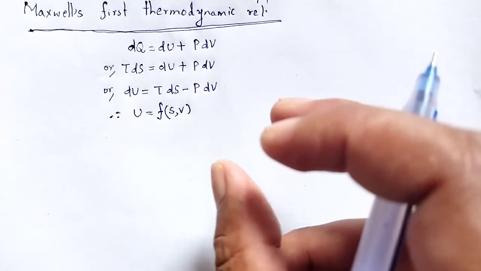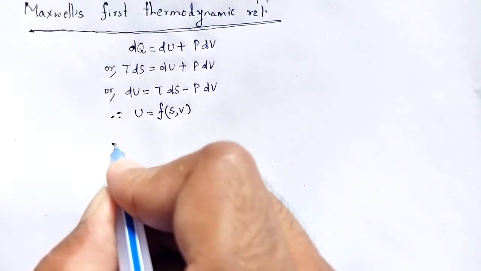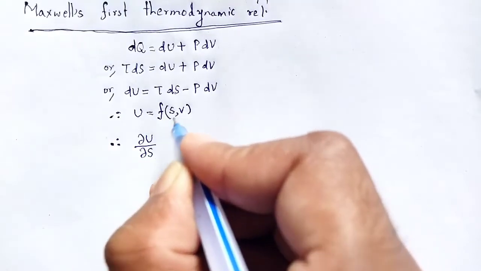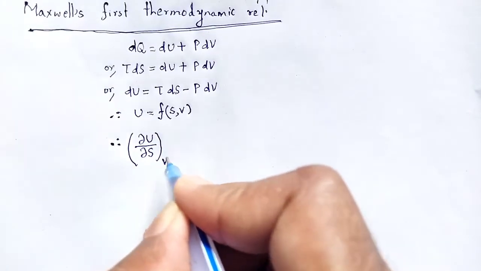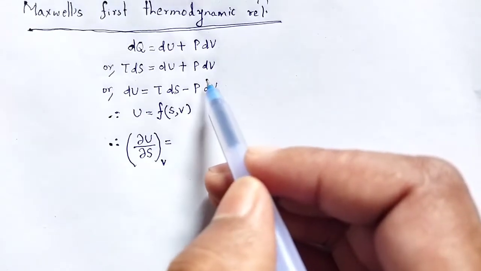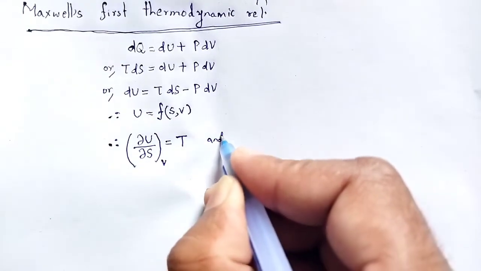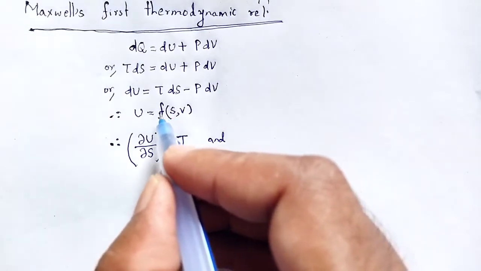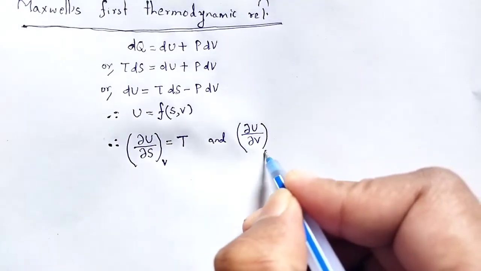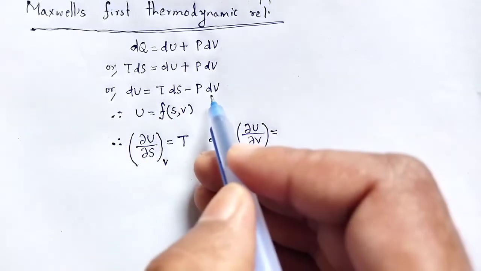Therefore, we can get two partial derivatives of internal energy. First, del U by del S at constant volume. What will be the result? When volume is treated as constant, the PdV term will be 0, and only the TdS term exists. So del U by del S is equal to T. And at constant entropy, del U by del V: the TdS term will be 0, and only the PdV term exists. So del U by del V is equal to minus P.